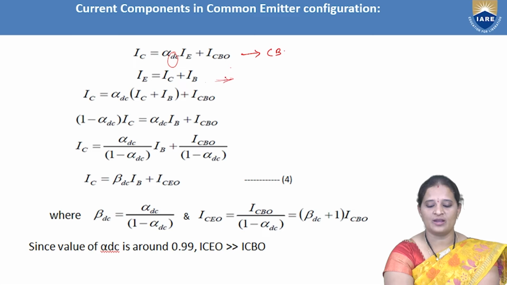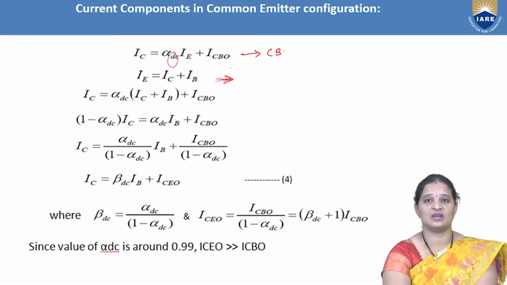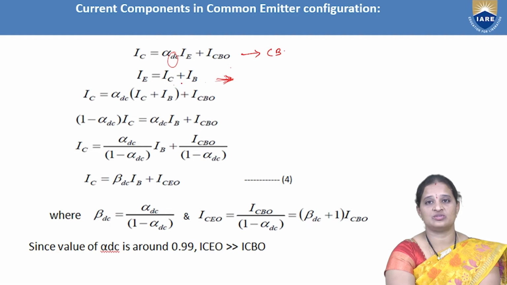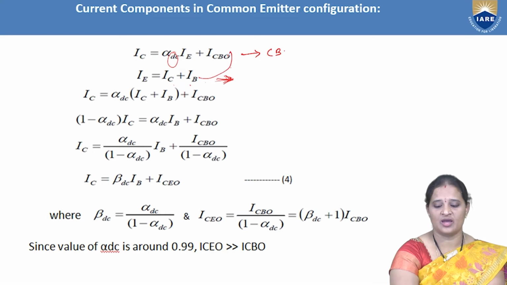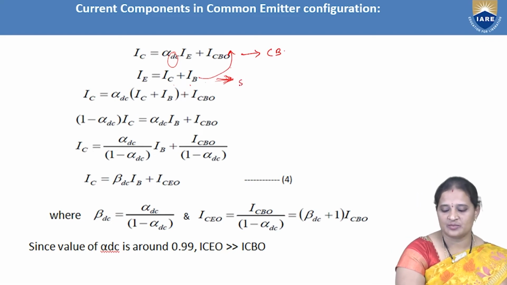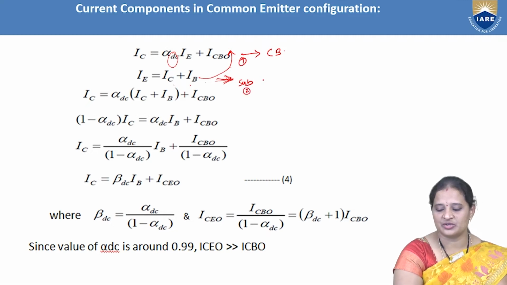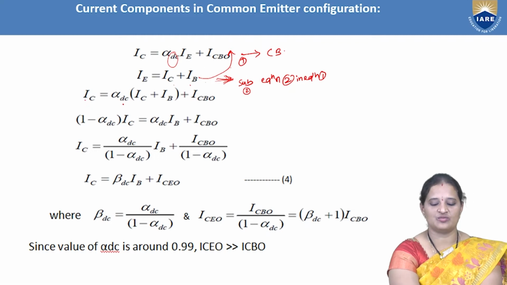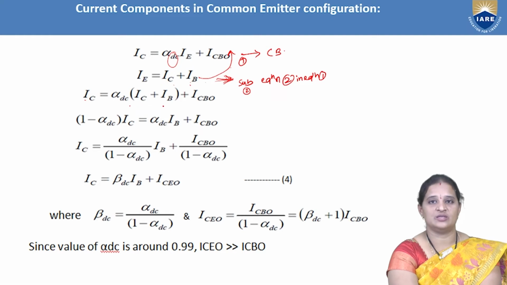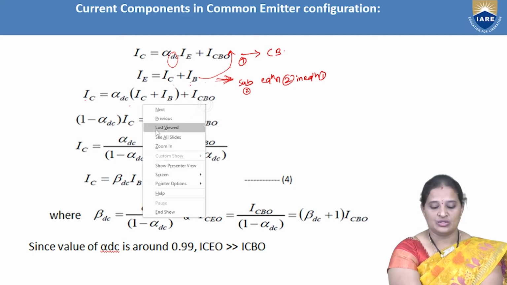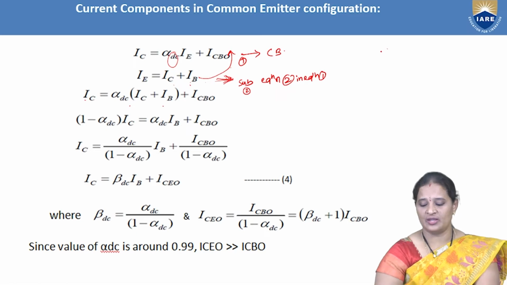And we already know the relation between emitter current, base current and collector current: IE equals IC plus IB. Let us consider this as equation 1 and equation 2. Substitute equation 2 in equation 1. Then I get IC equals alpha DC into, in place of IE, I have substituted IC plus IB, plus ICB naught.